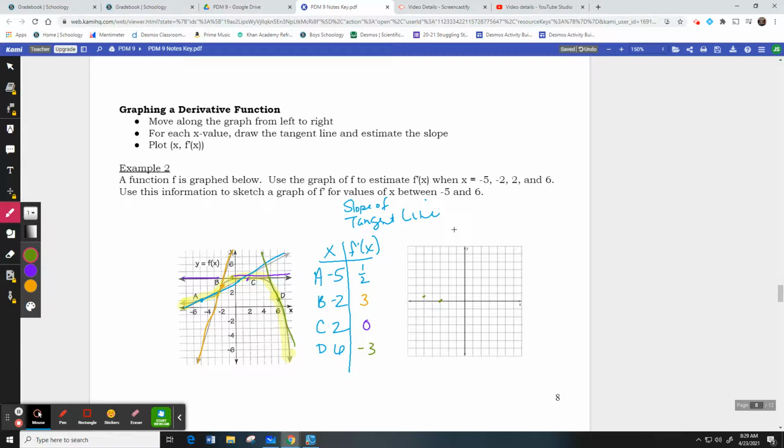Whoops, that was the wrong thing, right? All right, let's try that again. -2, 3 would be up here, right? And then 2, 0 would be here. And then 6, -3 would be here. And so I want to graph this.